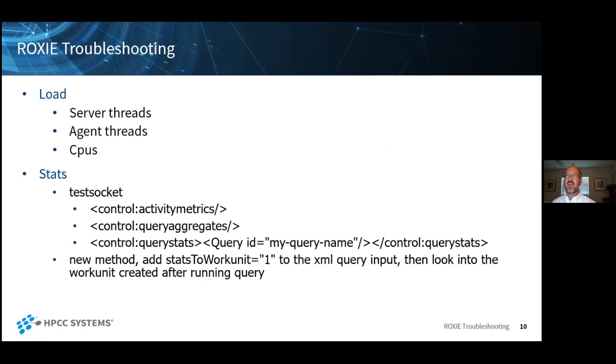Load, server threads, agent threads, and CPUs. ROXIE is divided into servers and agents. Configuring how many server threads and agent threads are allowed to run and how many CPUs are available are very important settings. If too many queries are sent in a short time to ROXIE, it may become very busy. And then when another query is sent in, ROXIE can respond with too many active queries and reject the query. The number of server threads will affect when this happens. But this isn't necessarily a bad thing.